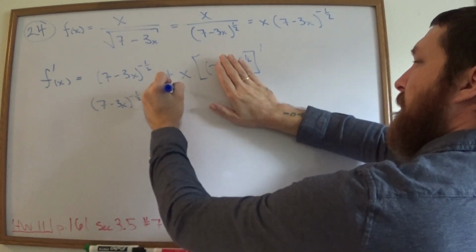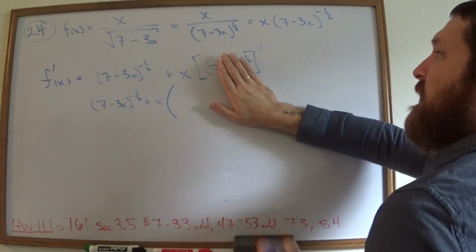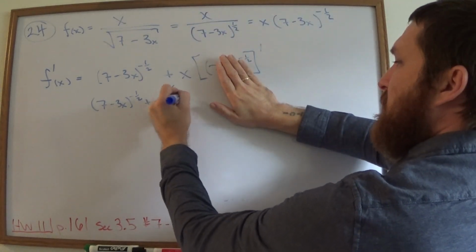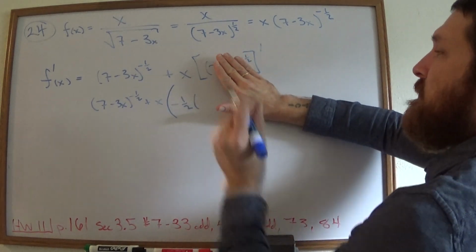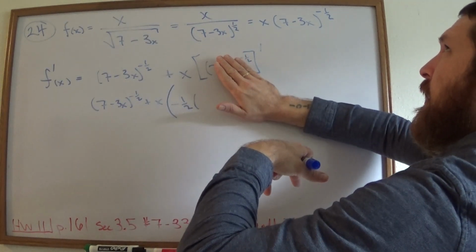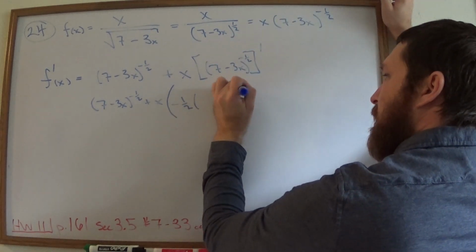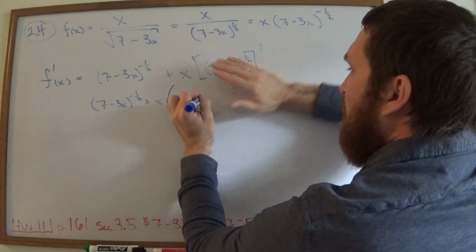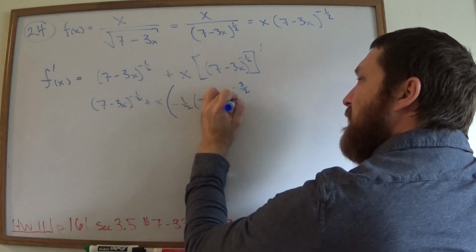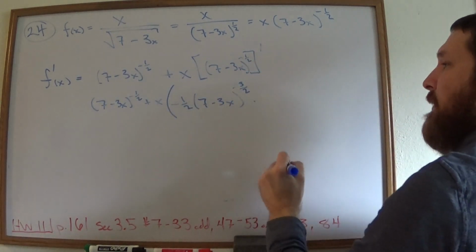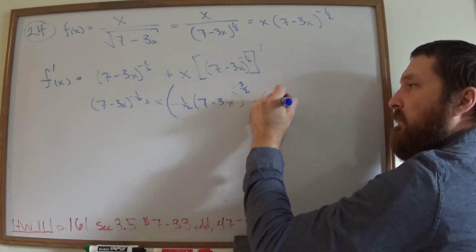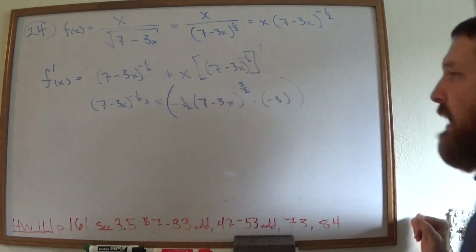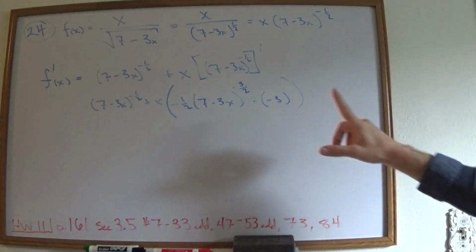Okay, so now parentheses are your best friend here. The negative 1/2 jumps down, and that, whatever it is, I don't care, gets brought down to what? Negative 3/2, and then leave the inside stuff alone. Multiply that by the derivative of the inside stuff, which is what? Negative 3.